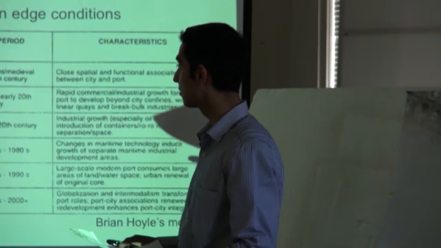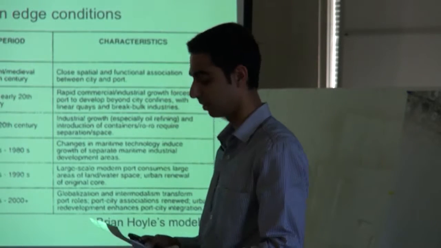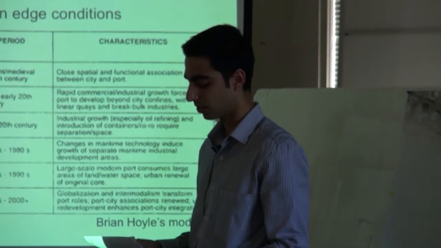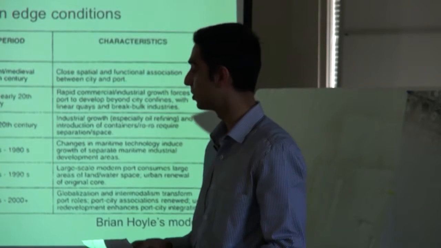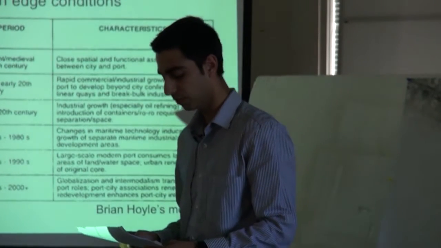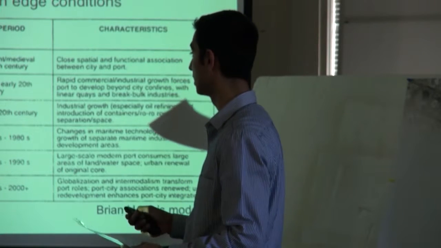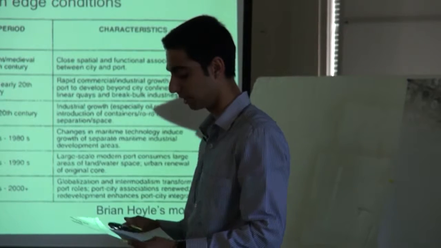So the port city interface model was conceptualized by Brian Hoyle through 5 successive stages. First being the close association of port and its city, which occurred in the 19th century, followed by the port city interface, where there was rapid growth, in the early 19th and late 20th century.